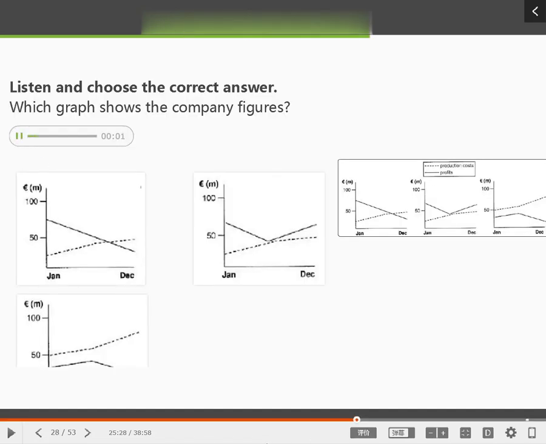Figures published today by the Falmouth Group received a mixed reaction. Although production costs increased at a slower rate during the second half of the year, profits continued to fall.